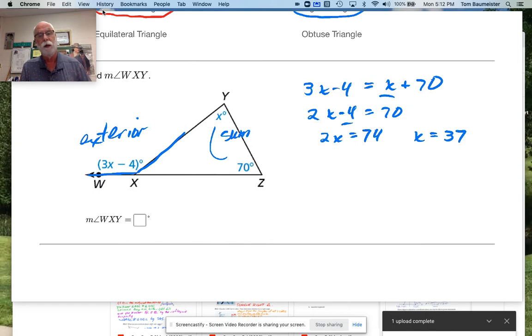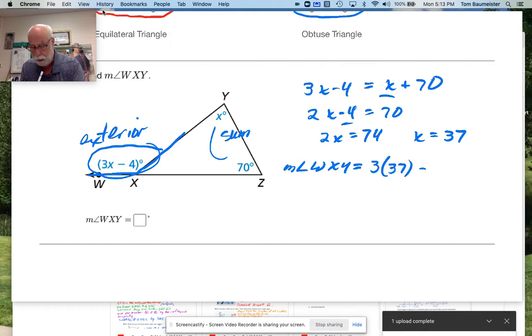All right. Now be careful. That's not your answer, ladies and gentlemen. Remember, it wants the measure of this angle right here, this exterior angle. So the measure of angle WXY is equal to 3 times x. Well, we just said x was equal to 37, and that's going to be minus 4. We plug that into our calculator, ladies and gentlemen, and we'll find out that it equals 107. All right, so it's 107.